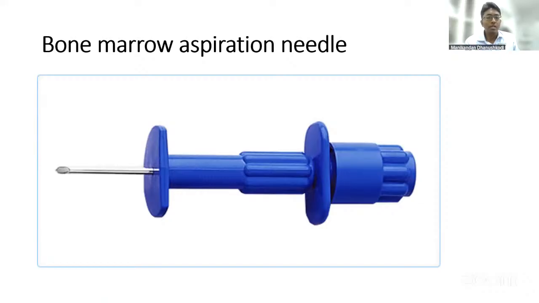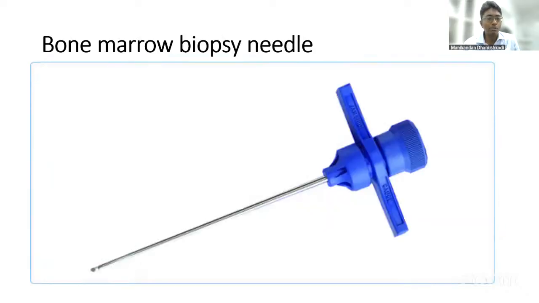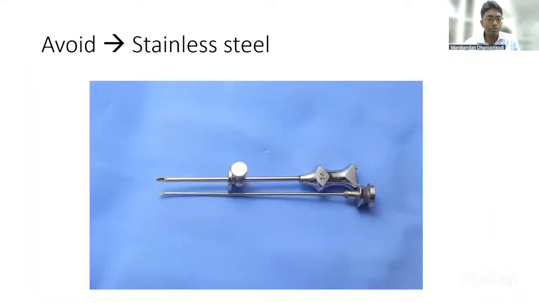So this is the bone marrow aspiration needle. This is the Illinois bone marrow aspiration needle. This is the preferred needle for bone marrow aspiration. And this is the Jamshidi bone marrow biopsy needle. This is the preferred needle for doing a biopsy. Earlier we were using stainless steel needles. Currently this is not in use anymore. I will tell you the reasons why.